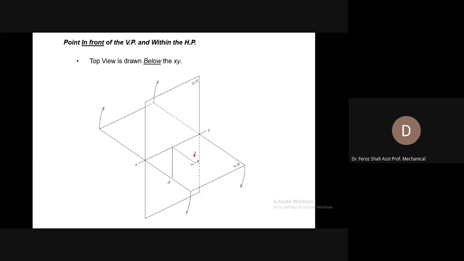Now, how much will it be below the XY reference line? This much. The distance which the point was in front of the vertical plane, its top view will be that much below the XY reference line. So you have seen that as far as the point is in front of the vertical plane, no matter if it is above the horizontal plane, below the horizontal plane, or within the horizontal plane, its top view is coming below the XY reference line.